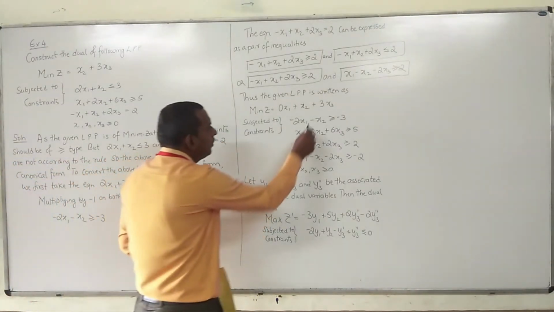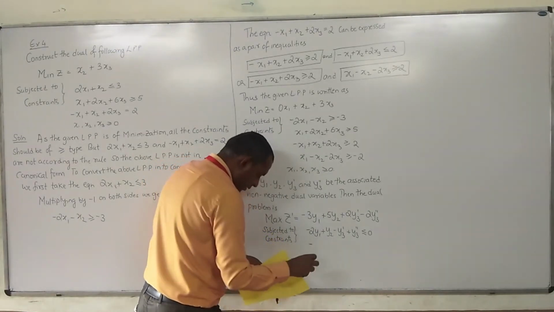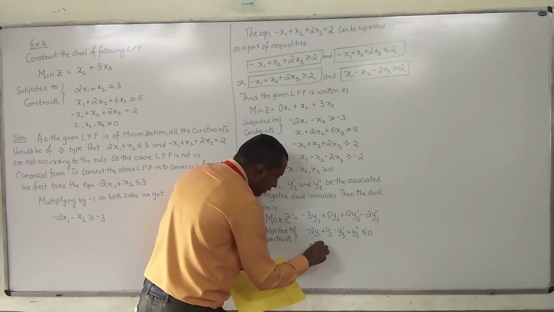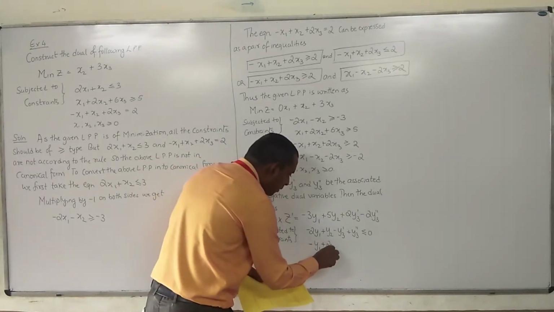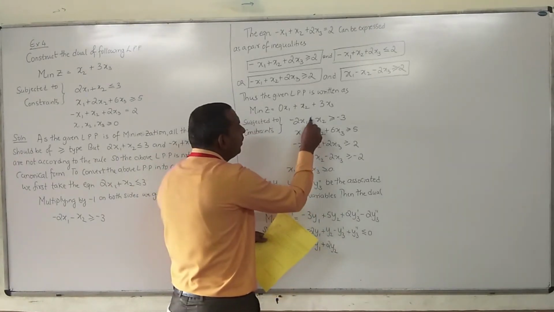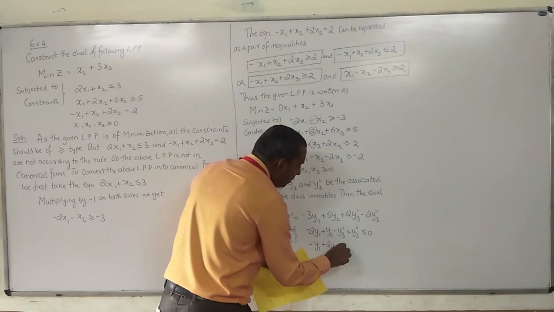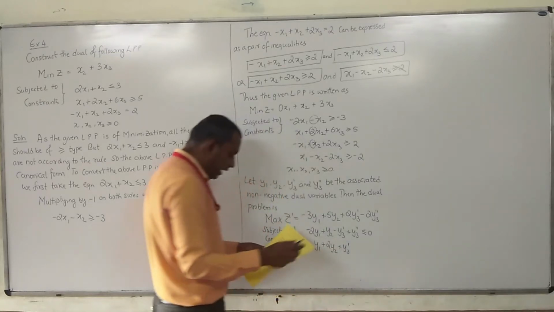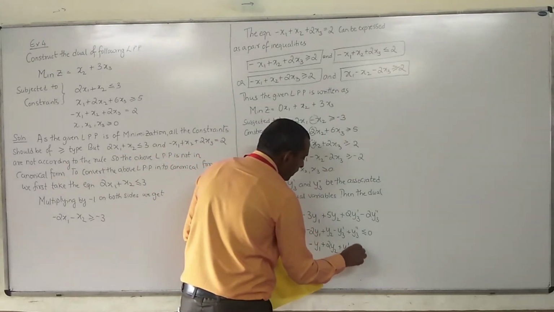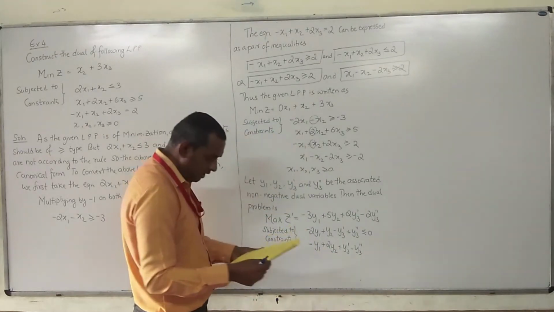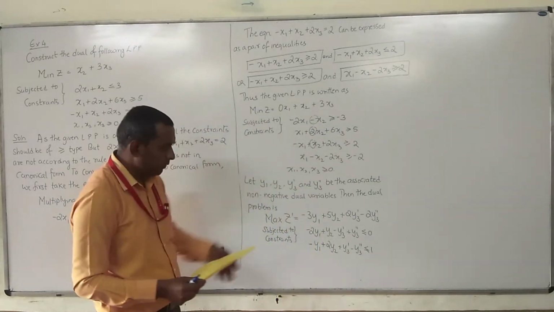Fine. So the next one is what? Minus y1 plus 2y2, then plus y3 dash, then minus y3 double dash, and taking less than or equal to 1.